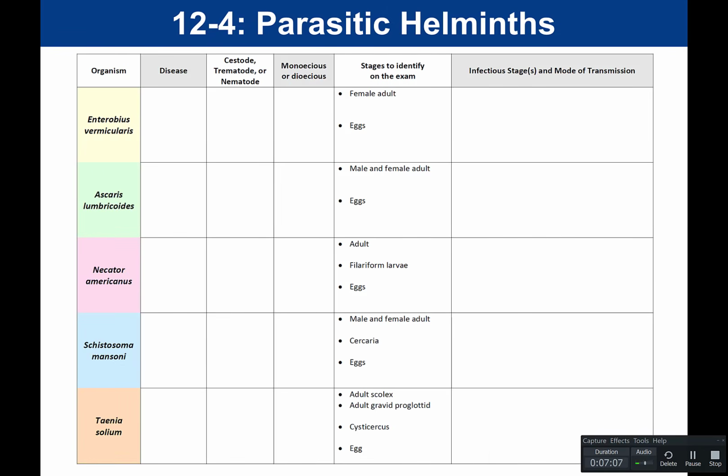So the main thing that you want to study for your helminths is the table that you were told to fill out. And so for each of these organisms, you want to know the disease that it causes. You want to know whether it's a cestode, a trematode, or a nematode. You want to know if it's monoecious or dioecious. These are the stages that you should be able to identify on the exam. You want to be able to know what is the infectious stage and the mode of transmission. How do you get this organism?